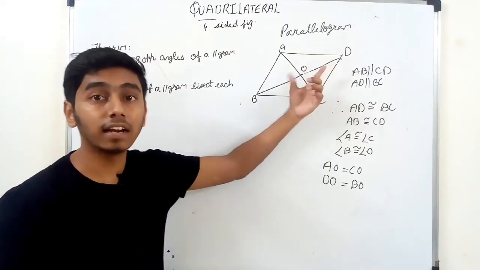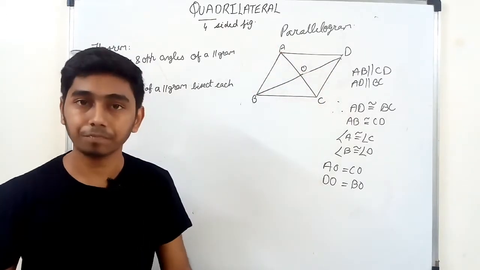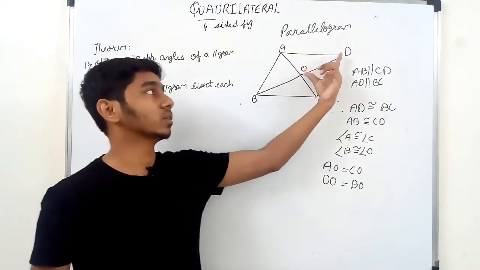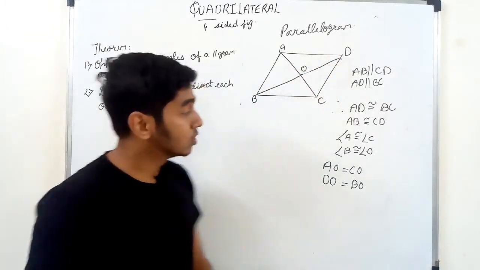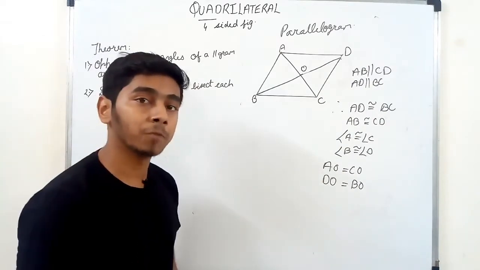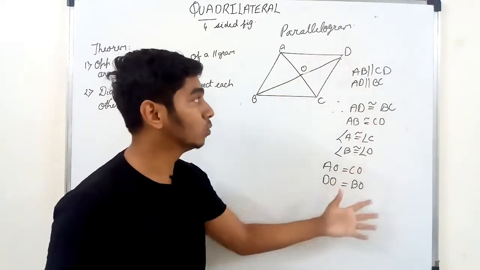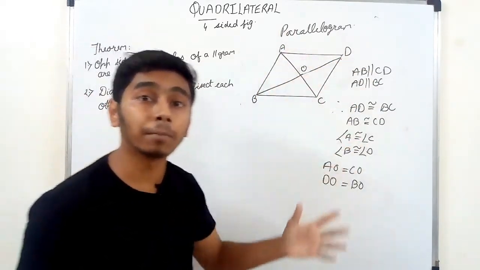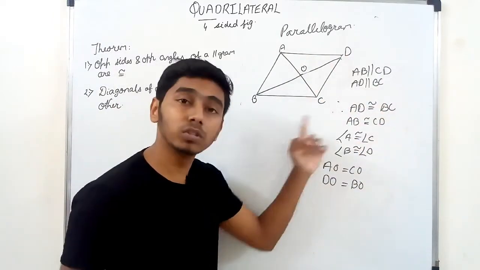BD is the diagonal, it is getting divided by AC. Therefore, BO is equal to DO. Okay, so these are the conditions for a parallelogram. Whenever there is a parallelogram given, we can apply these rules.